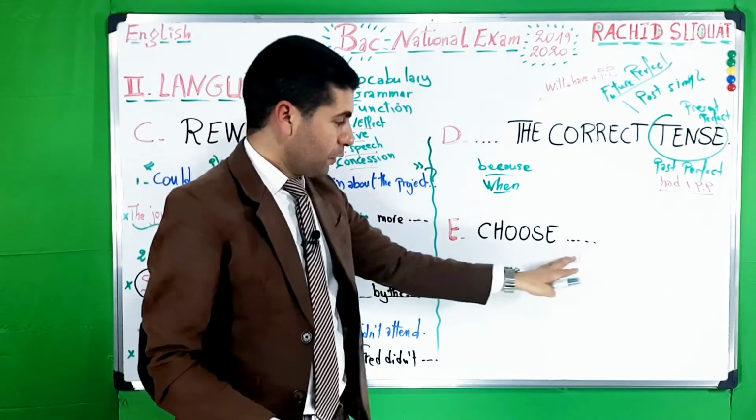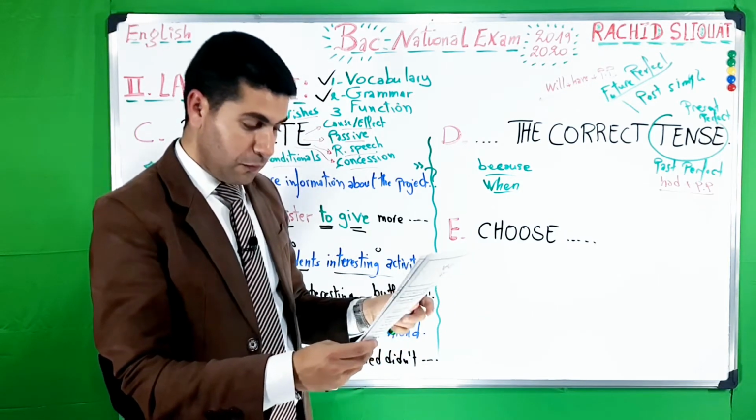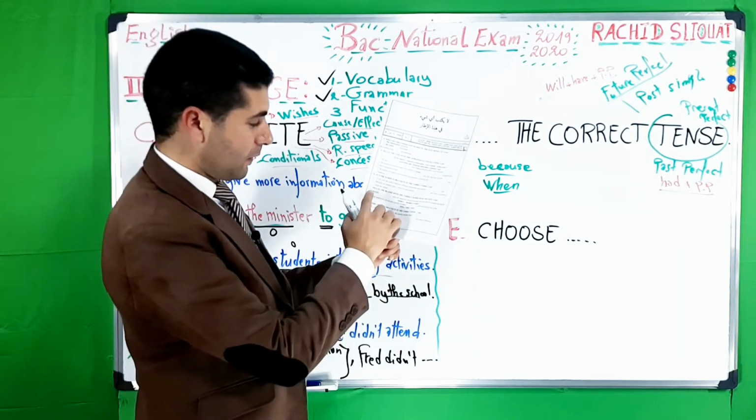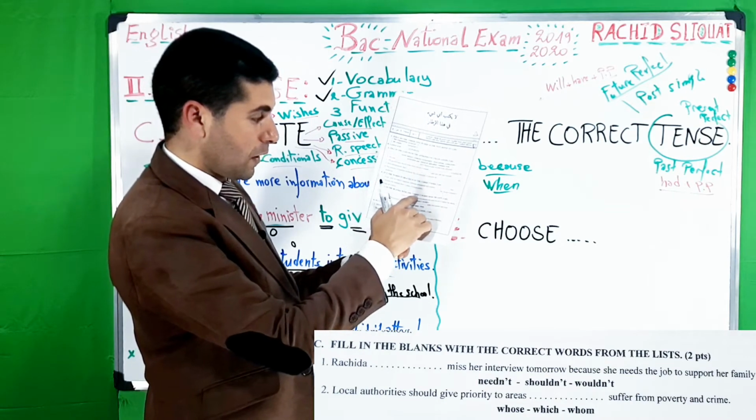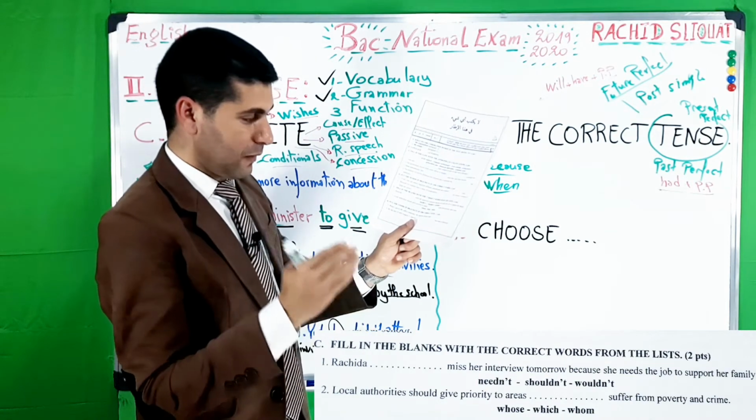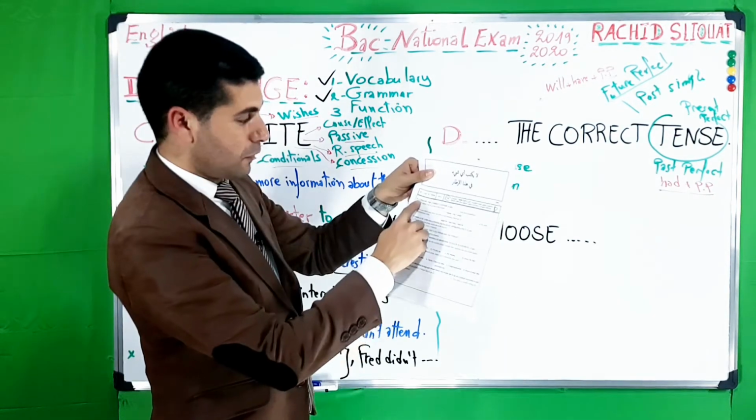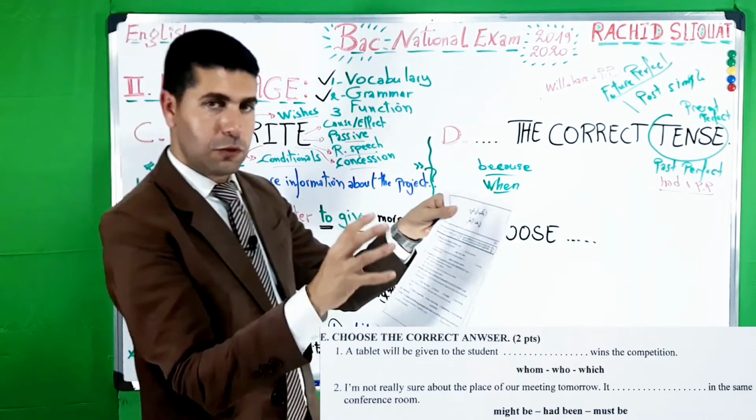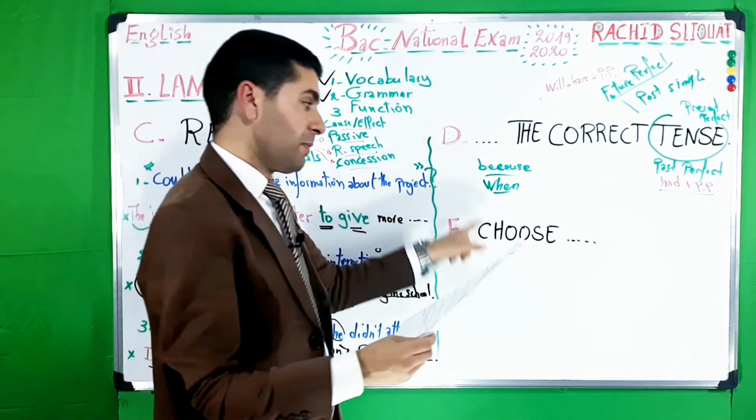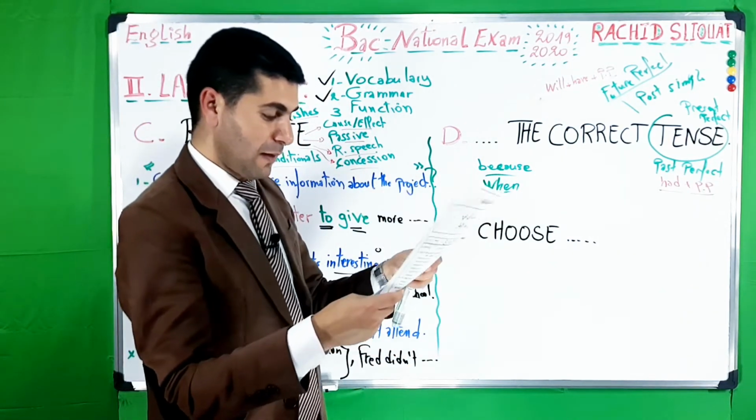So exercise number 3 has to do with choosing. They ask you to choose the correct word to complete. For example, here they ask you to fill in the blanks with the correct words from the list. This is one. Or, for example, if you go to this one, you have "choose the correct answer," to choose the correct answer, or to fill in the blank. So this exercise has to do with this.